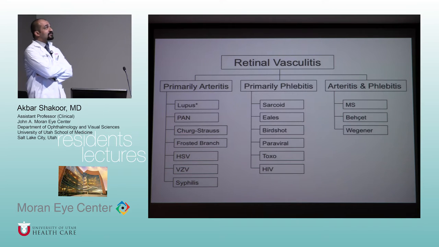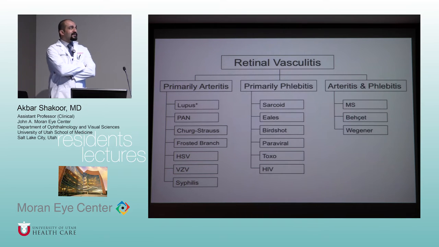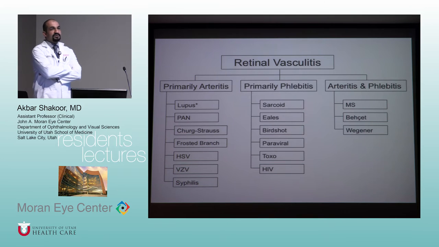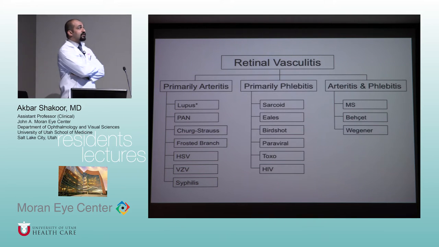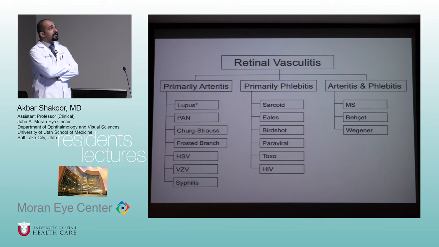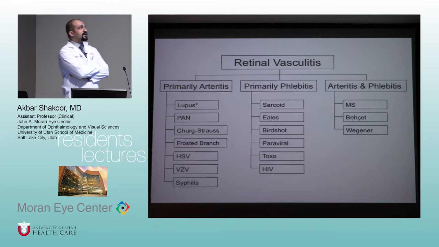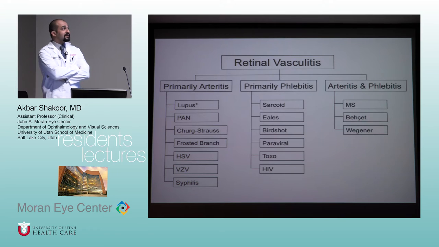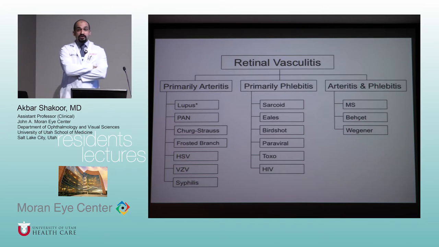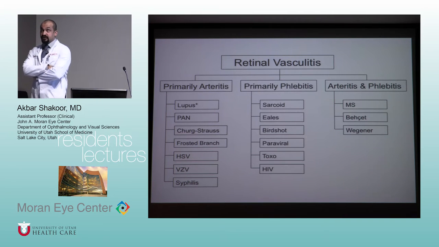Primarily phlebitis includes sarcoid, Eales, Virchow, not truly a vasculitis, but has a very strong vasculitic component, paraviral, toxo, and HIV. Combinations of arteritis and phlebitis do include MS, Behçet's disease, and Wegener's. The last two are occlusive vasculitides.